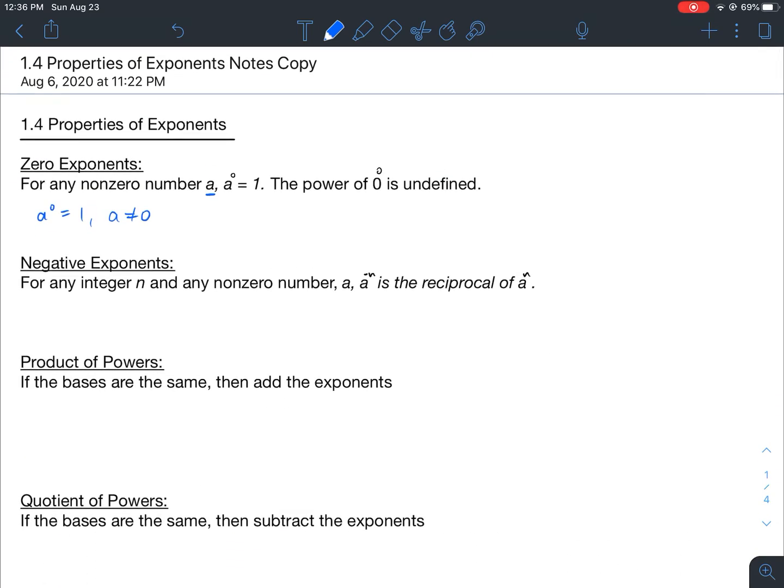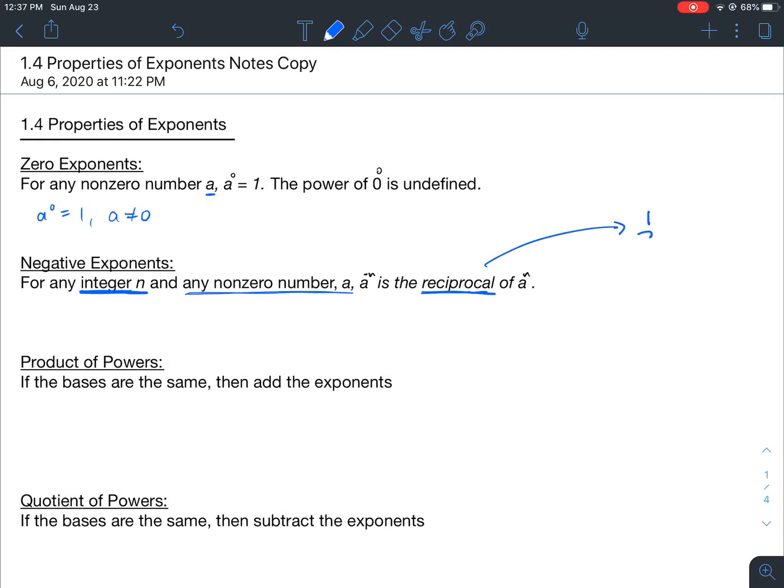Alright. Next rule that we have, property, is the negative exponent. So for any integer n, so that's 1, 2, -1, -2, something like that, and any non-zero number a, so again, a is still a non-zero number, then a to the negative n is the reciprocal of a to the n. So reciprocal, this is reciprocal.